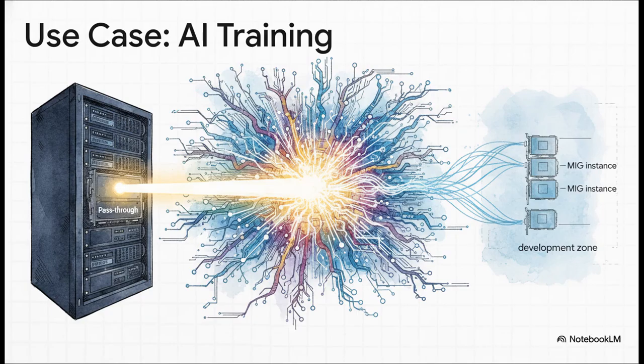So let's talk about AI training for a second. These workloads are absolute monsters. They can run for days, even weeks, and they need every bit of compute power they can get constantly. That's exactly why GPU pass-through is the king here. It gives those data scientists the direct, no-compromises access they need. MIG is also really useful here, but more for the development and testing phases, where a researcher might just need a smaller, but still dedicated, slice of that GPU power.